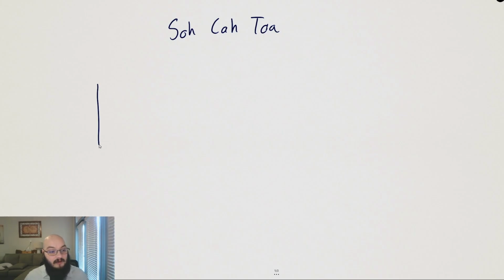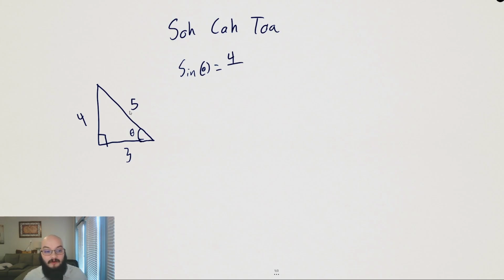Let's draw an example right triangle over here to work with. And we're going to call this unknown angle theta. And this will be a 3, 4, 5 right triangle. Sine is the opposite over the hypotenuse. So sine of theta is going to be the opposite edge, which is 4, over the hypotenuse, which is 5. So sine of theta for this triangle is 4 over 5.